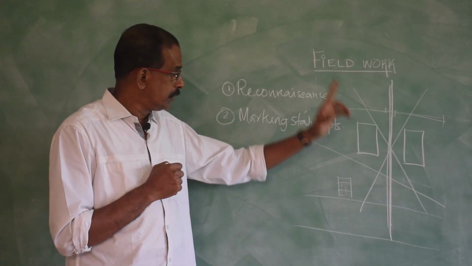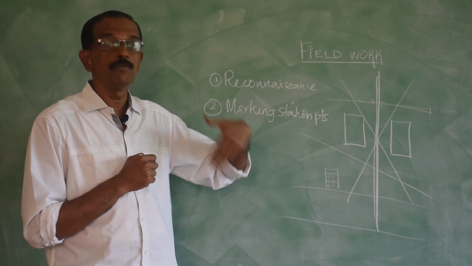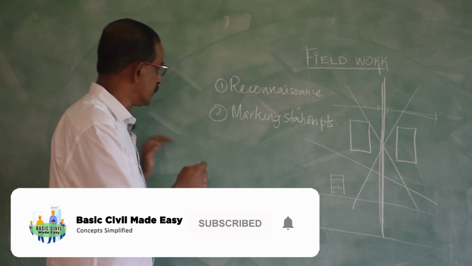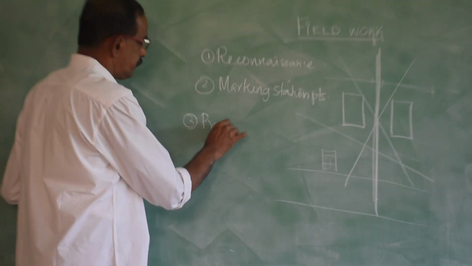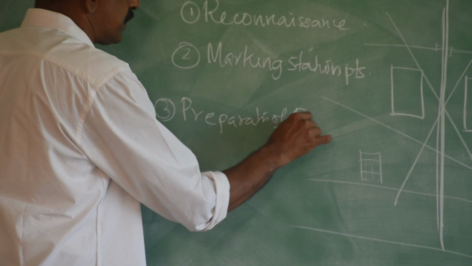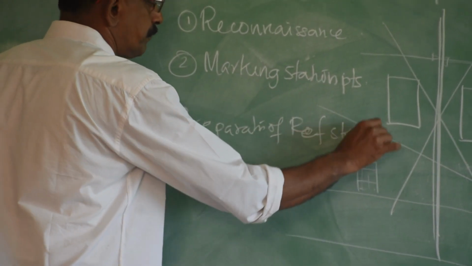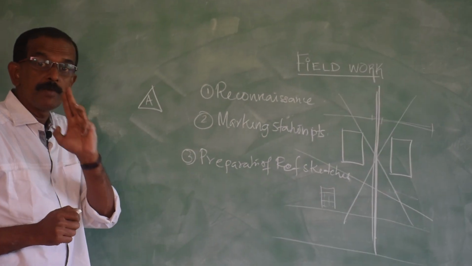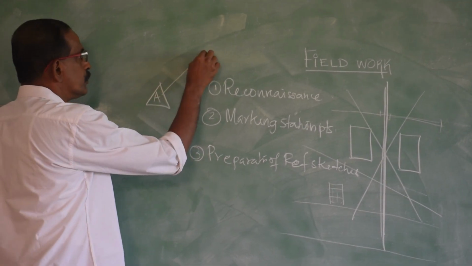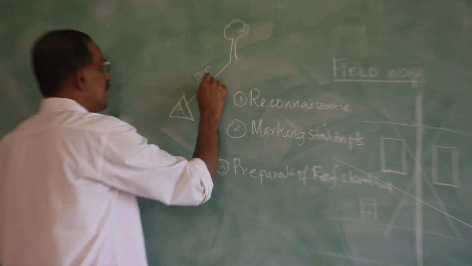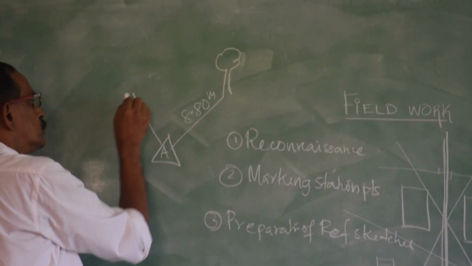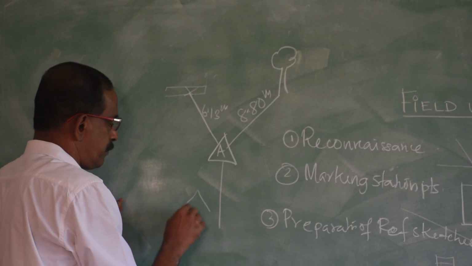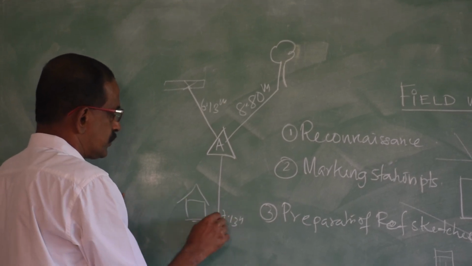Next step: suppose you want to recheck or do the survey after 5 years, this pillar may not be there. In that case, the third step is the preparation of reference sketches. That means at least one station point, either A or B, should be referred to 3 permanent objects. For example, measure the distance to the bottom of a tree, say 8.80 meters. Measure the distance to the compound wall, to the gate, say 6.13 meter. Measure the distance to the bottom of a building, say 7.13 meters.